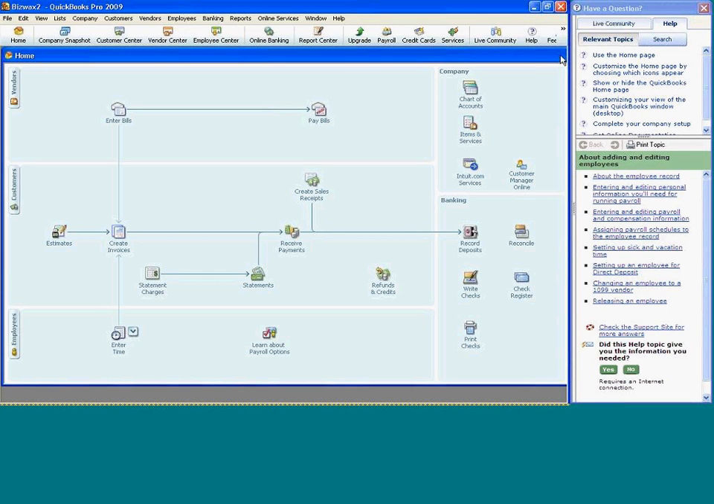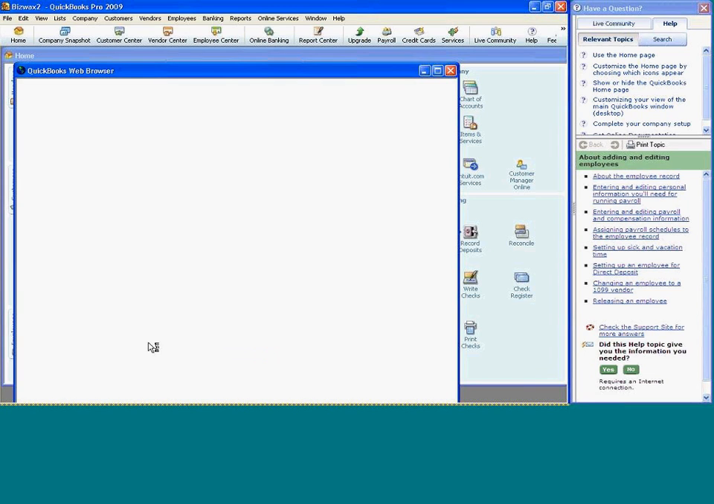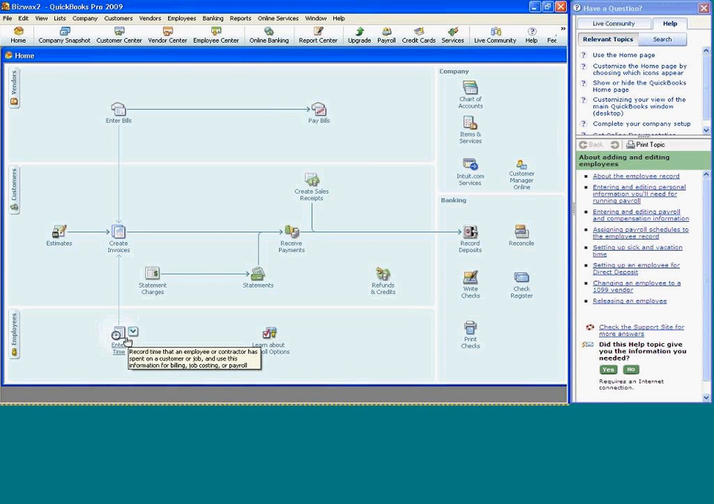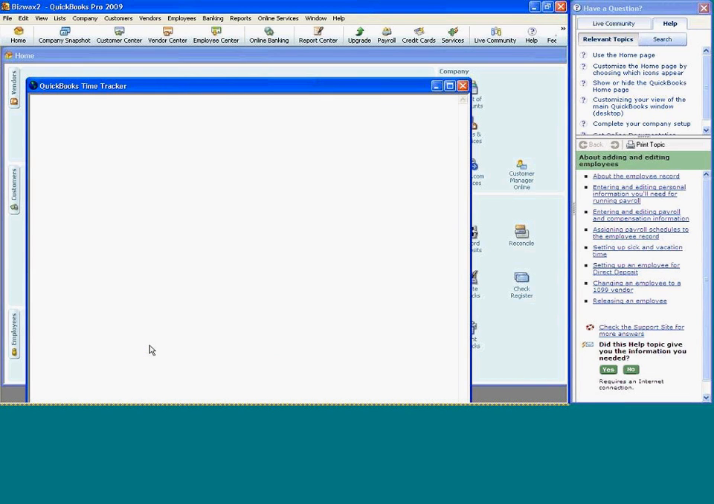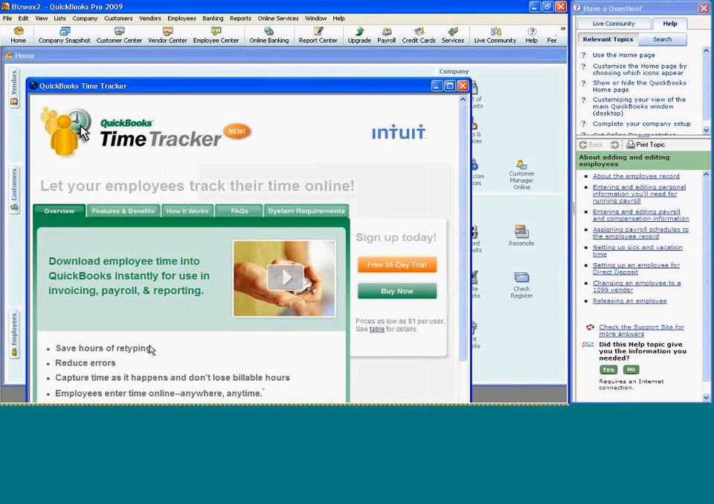The top row: the vendors, entering bills, paying bills, sales receipts, estimates, create receipts, statements, etc. Credits, enter time, learn about payroll. Okay, entering time I skipped over. Let your employees enter time. So to do this, I'm not doing this right now.